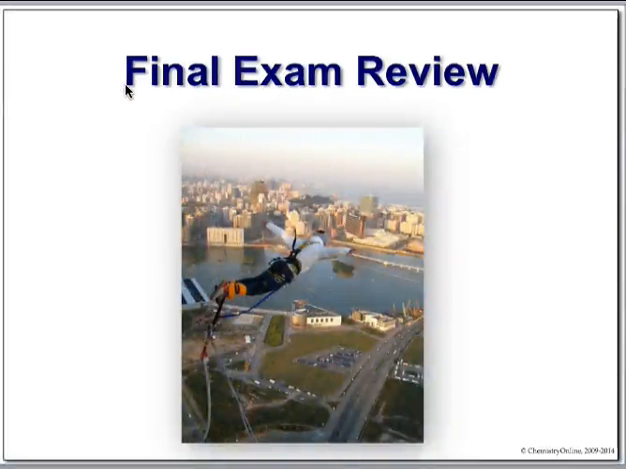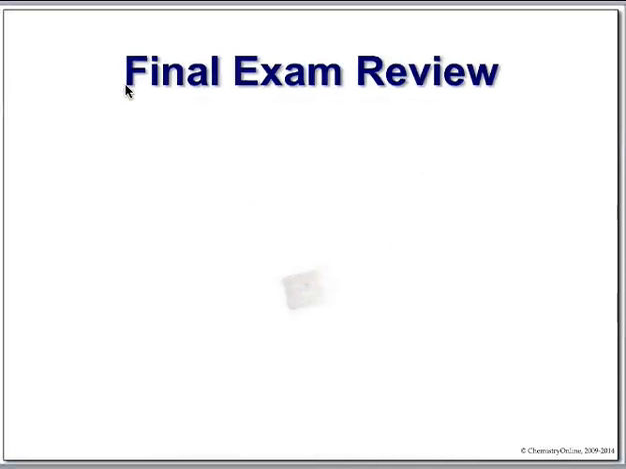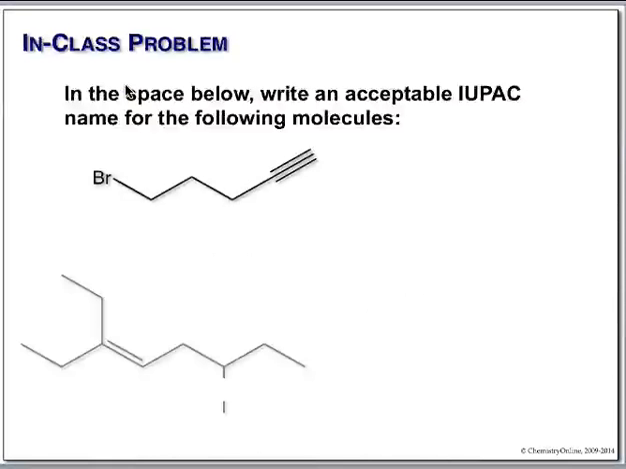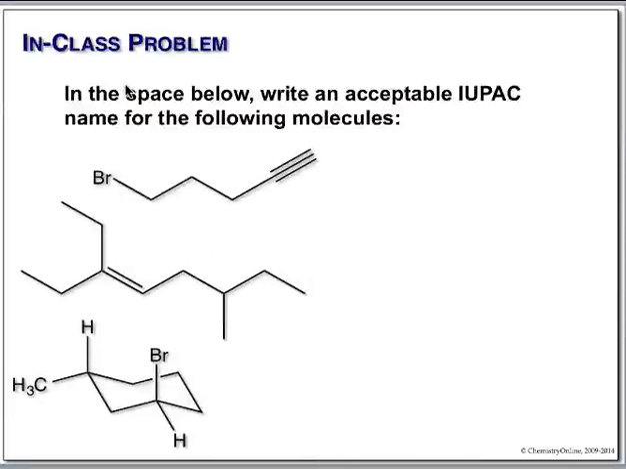Right. Well, let's try this again. Final starts off with some simple nomenclature questions. Again, the nomenclature covers alkanes, alkenes, alkynes, some dual functionality compounds, whatever.